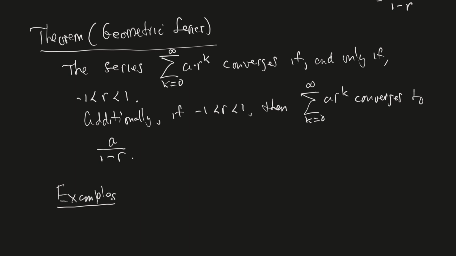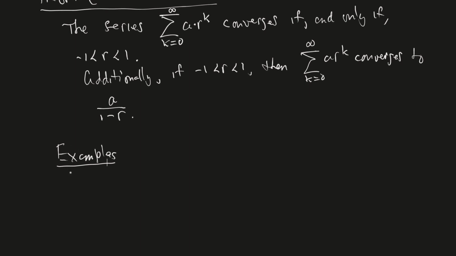Right. What I'm going to do is write down a couple of geometric series, and then we will apply this theorem to say when it converges, and if it does converge, what it is going to converge to. So let's take a look at something like this one. k going from 0 to infinity, and suppose we have 3 times 1/2 to the k.